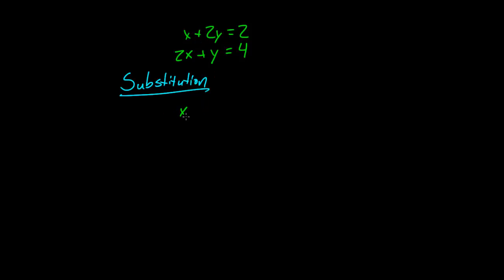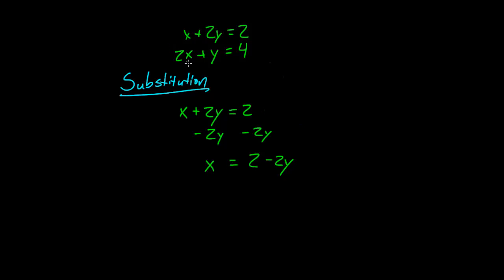I'm going to have x plus 2y equals 2. I'm going to get this x on one side, so I'm going to move this y over. Subtract 2y. X equals 2 minus 2y. Okay, there we go. We've figured it out. X is equal to 2 minus 2y.